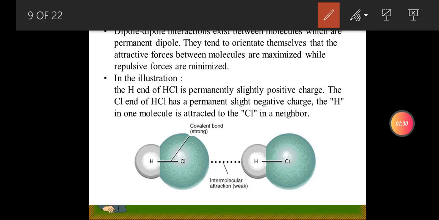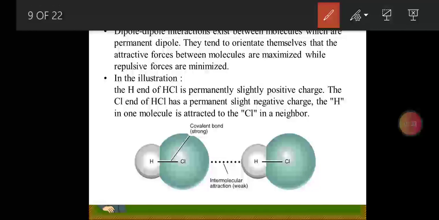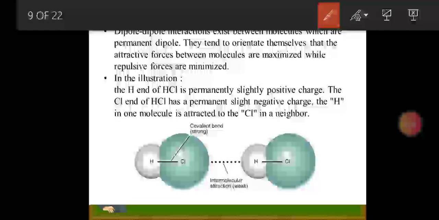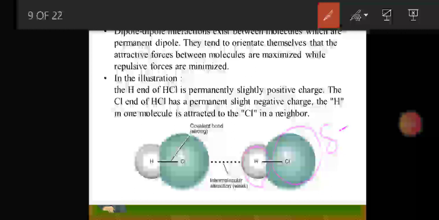See, here you can see that we have two HCl molecules. The chlorine atom is more electronegative when bonded with an H atom, which is electropositive. This chlorine atom pulls the shared pair of electrons towards itself and hence becomes partial negative, whereas the H atom becomes partial positive because it is less electronegative as compared to chlorine and more electropositive in nature. Similarly, on the other molecule as well, chlorine is partial negative and hydrogen is partial positive.